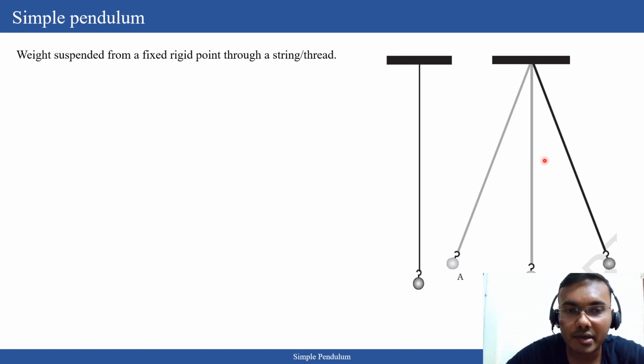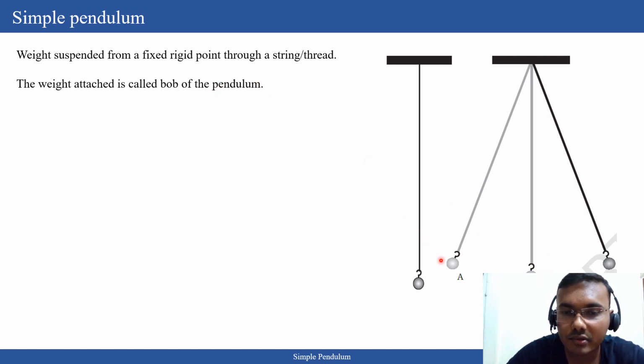So what a simple pendulum is: it's a weight suspended from a fixed rigid point, here, through a string or thread. This is the string or thread, and this is the weight. The weight of the simple pendulum is called the bob of the pendulum. This circular, or rather spherical, object is the bob of the simple pendulum.